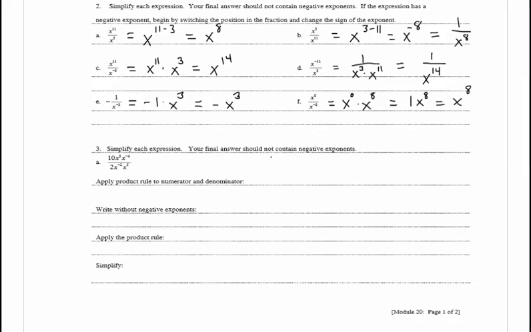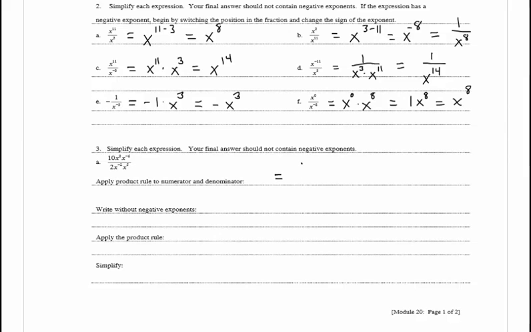In 3, they want us to simplify each expression. Your final answer should not contain negative exponents. In A, we have 10x cubed x to the negative 6 divided by 2x to the negative 2 x to the 5th. The first thing they want us to do is apply the product rule to the numerator and denominator.